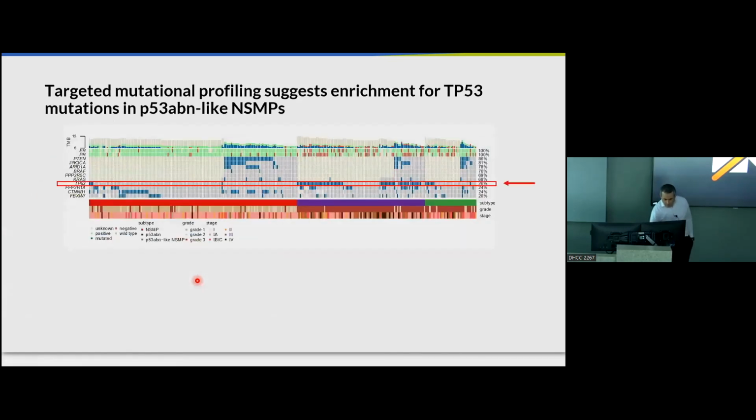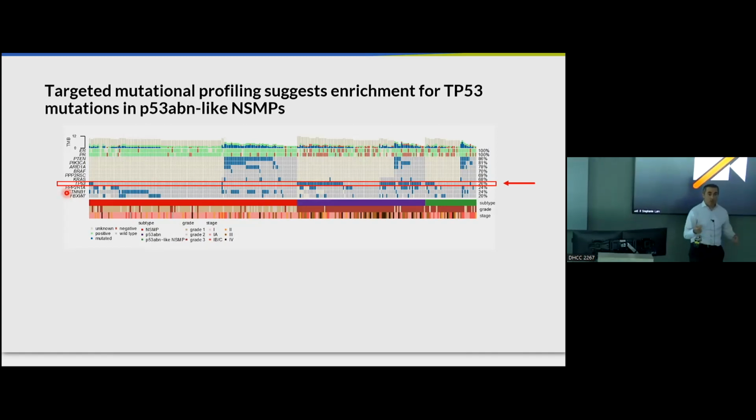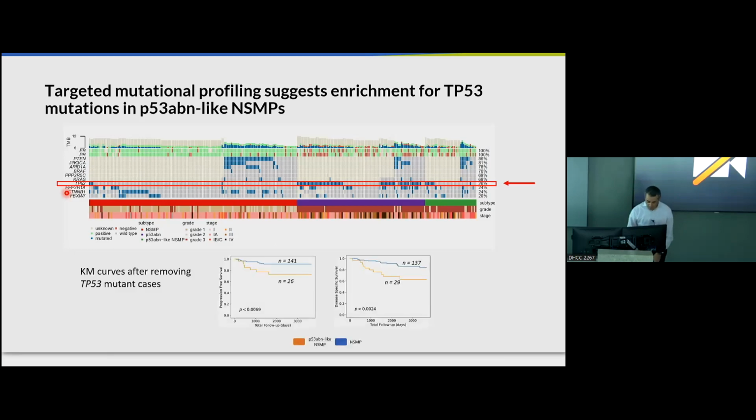So then we looked a bit into this and realized that some of the cases we identified were bad actors. They were actually P53 mutant cases, because all the P50 abnormal cases are basically identified by immunohistochemistry. So they're not really NSMP because they have P53 mutations. So we removed those and asked the same question: does it still hold? And okay, we got lucky, I guess.